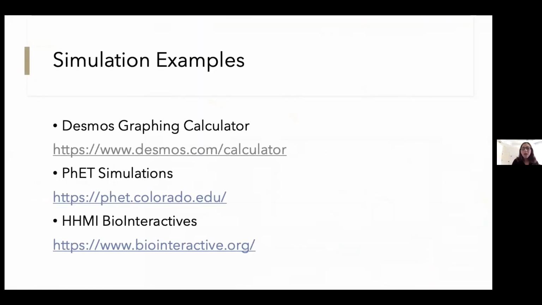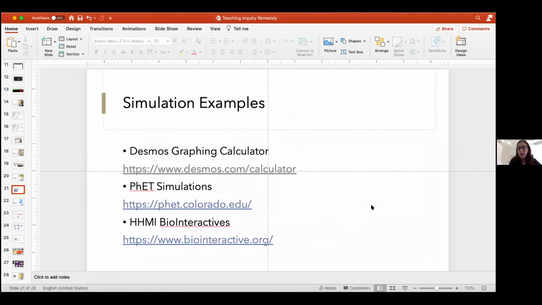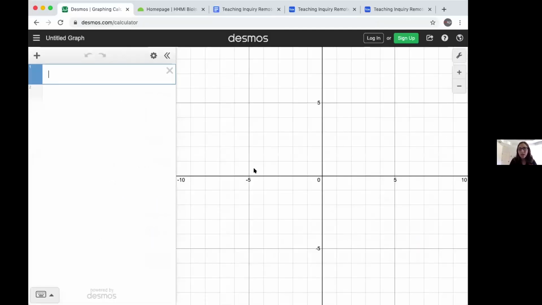So 3 of my favorite simulations, the first one that I promised you was that Desmos graphing calculator. If you haven't seen it before, I'm gonna pull it up. Oops, I need to new share. There we go. Can you all see the calculator now? Give me like a thumbs up. All right, awesome, thank you.